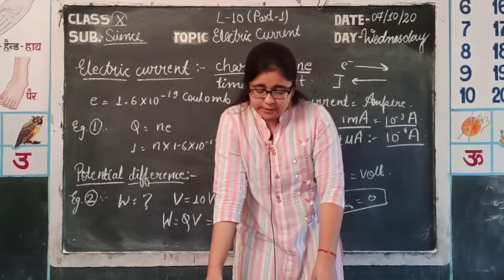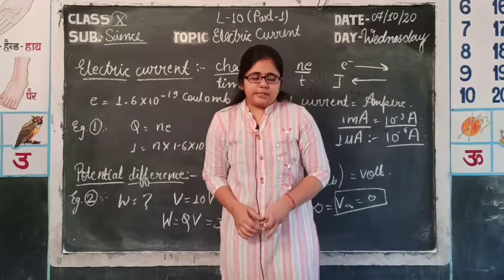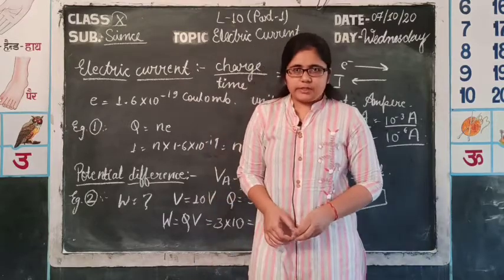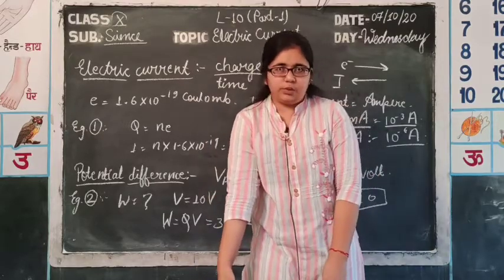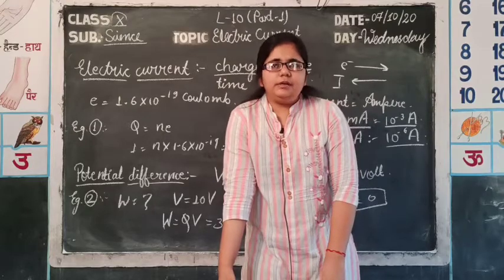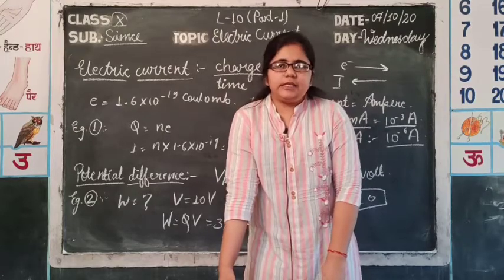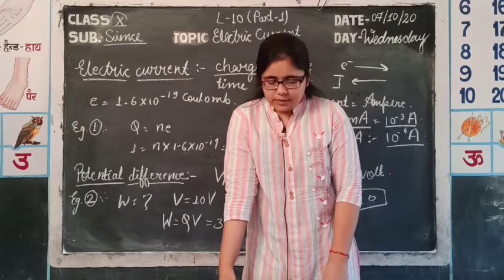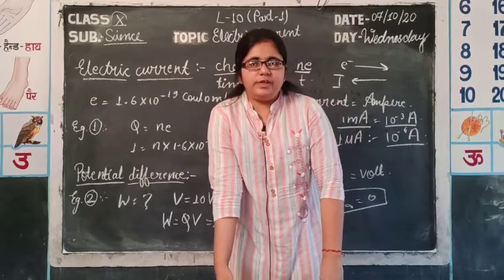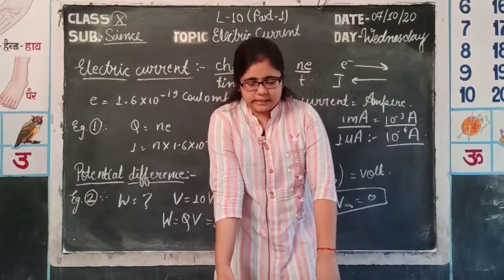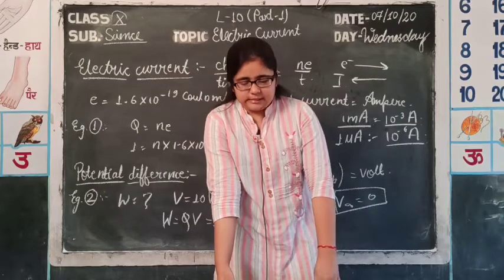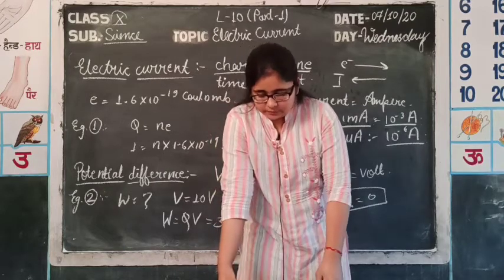Third one is variable resistance. Variable resistance has two more names, that is rheostat as well as current controller. So, by changing the value of resistance, you can change the value of current in the circuit. So, this resistance which we can vary according to ourselves, that is variable resistance or rheostat.